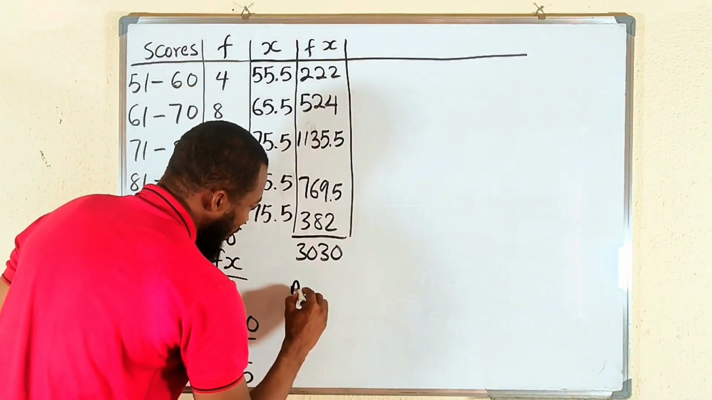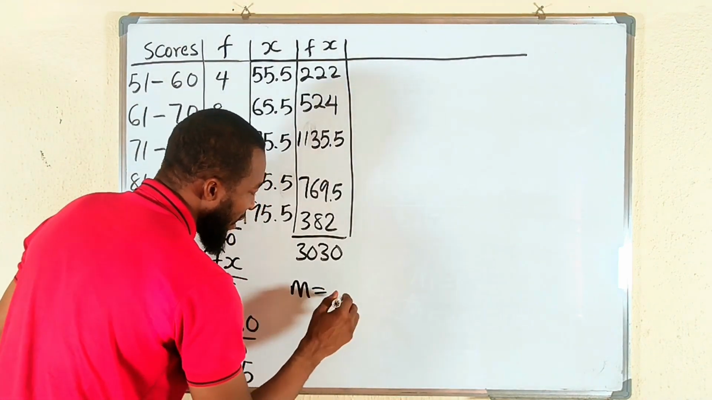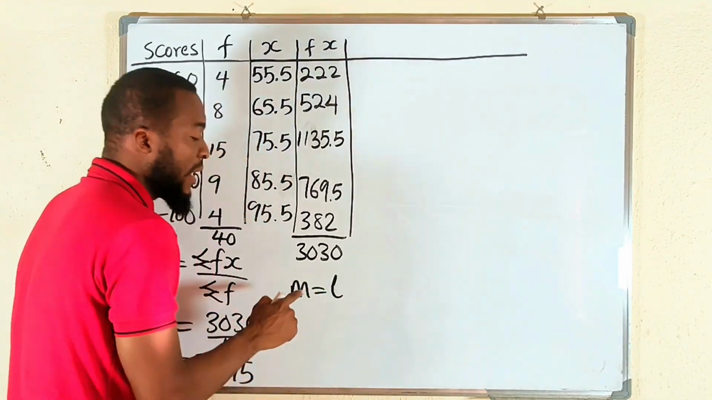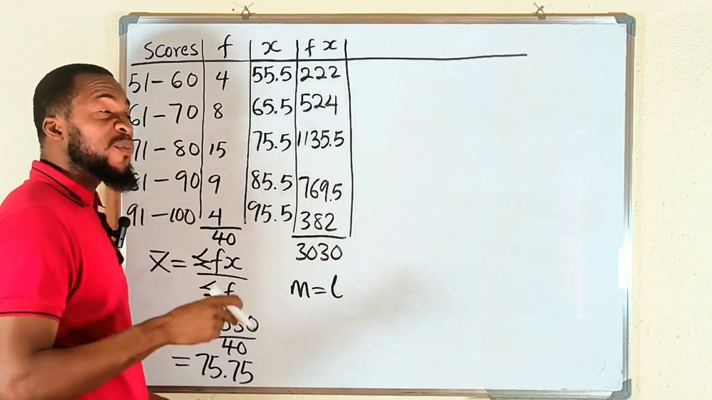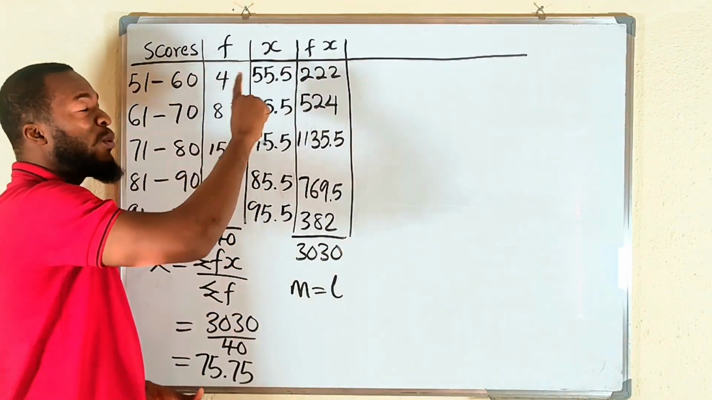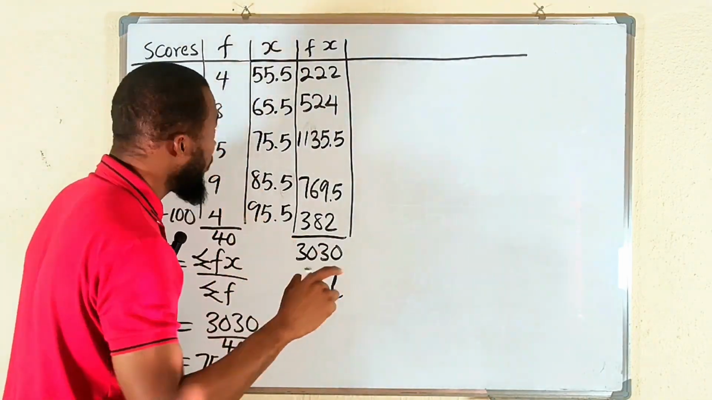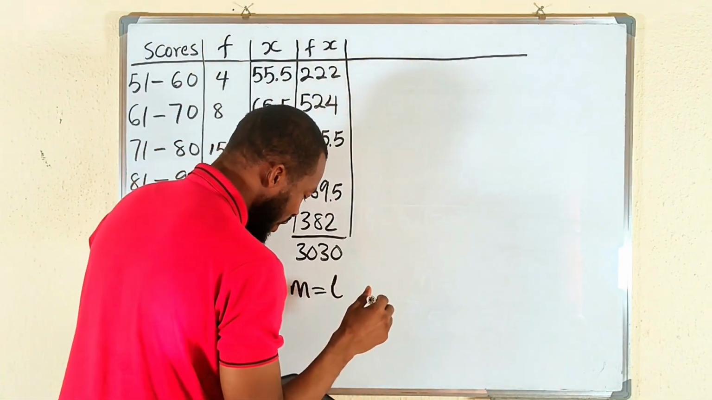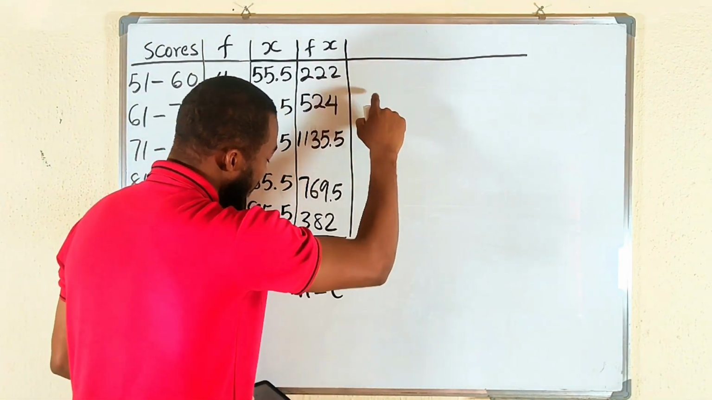For the median, we have the formula, M for the median. You can write it in full. It is equal to L. This L stands for the lower class boundary. And if you look at our table, we don't have class boundaries. We only have class intervals or limits. So what I'm going to do is form it here.